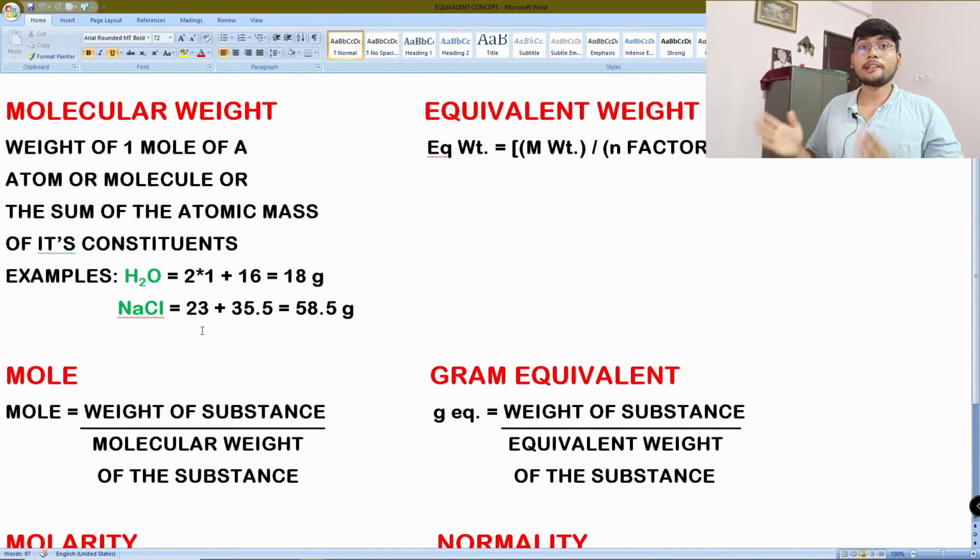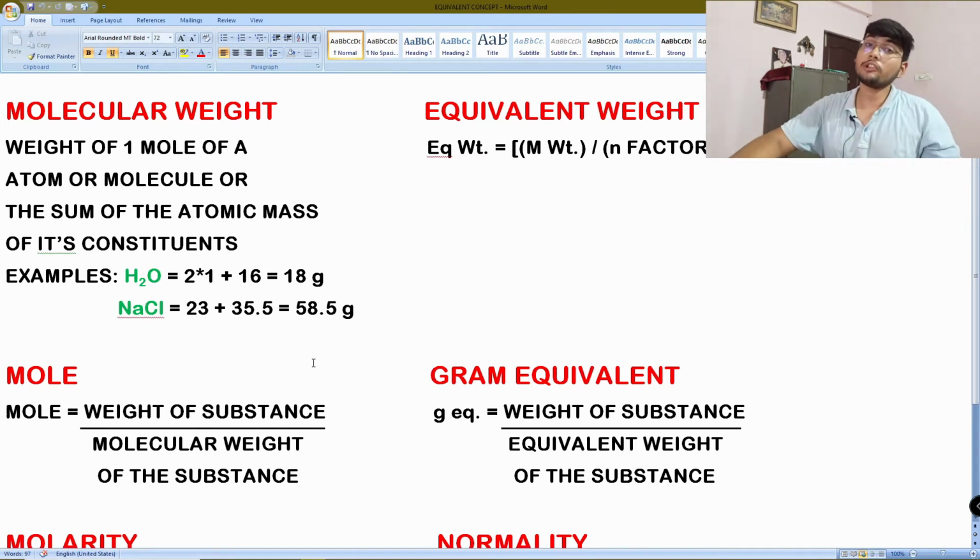Now if you take sodium chloride, the molecular weight of sodium chloride is nothing but the sum of the atomic masses of sodium and chlorine, which is 23 plus 35.5, which is 58.5 grams. So the molecular weight of sodium chloride is 58.5 grams. Or if you want to take 1 mole of sodium chloride, you need to take 58.5 grams of sodium chloride.